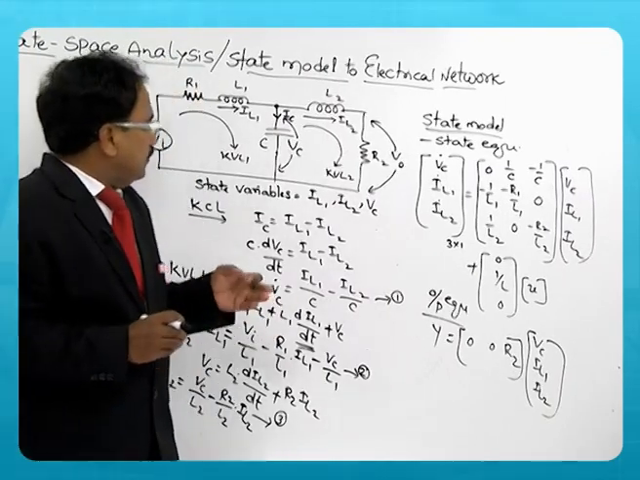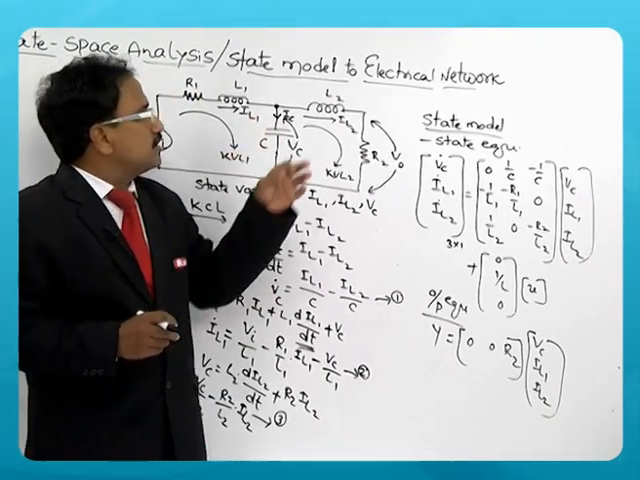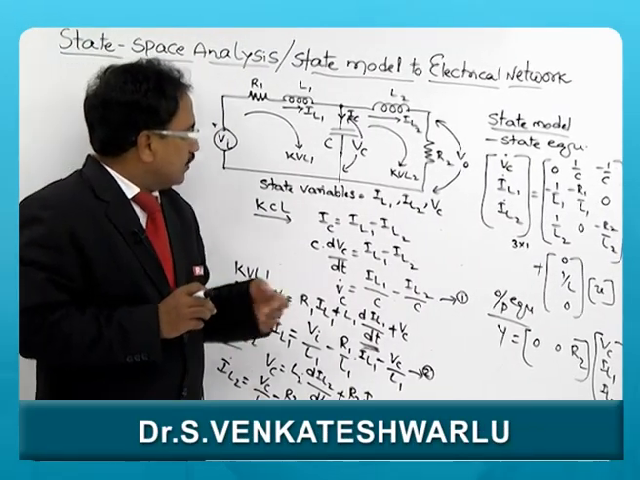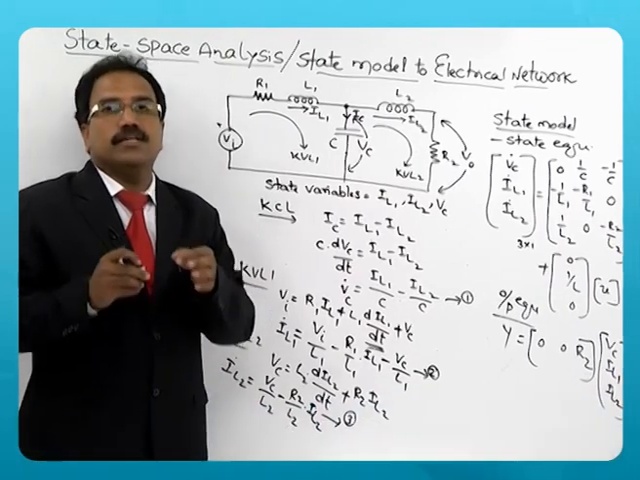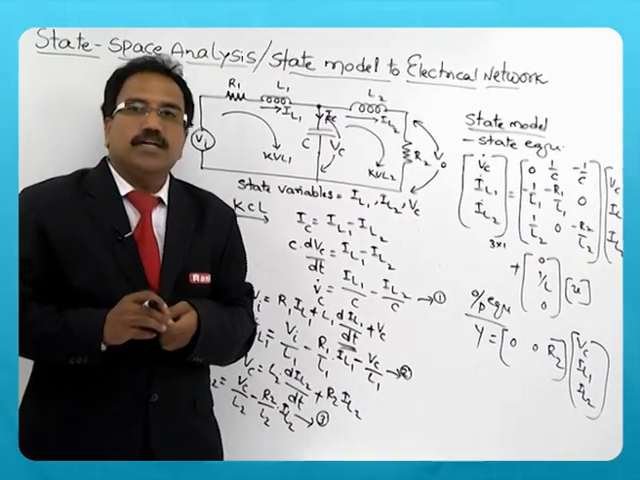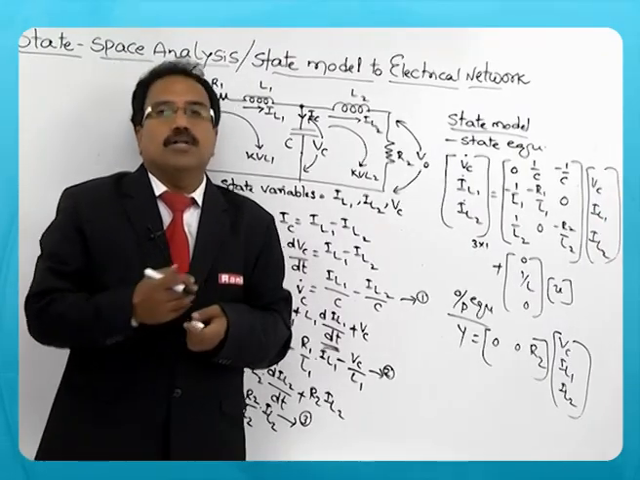So this is the way. Choose the state variables as current through inductor and voltage across the capacitor. Write the equations using KCL and KVL and put them in the matrix form. You get the state model.